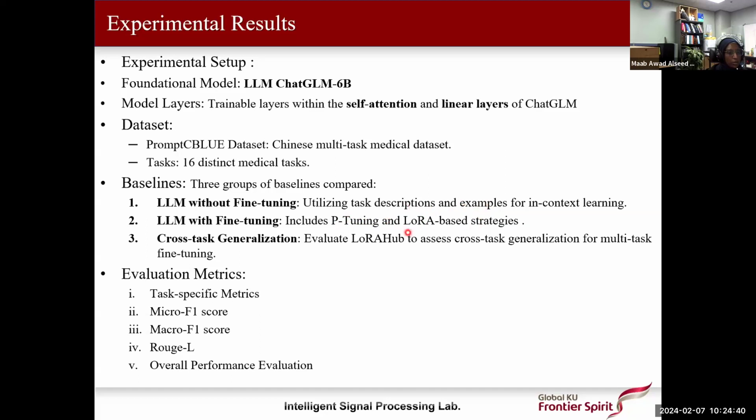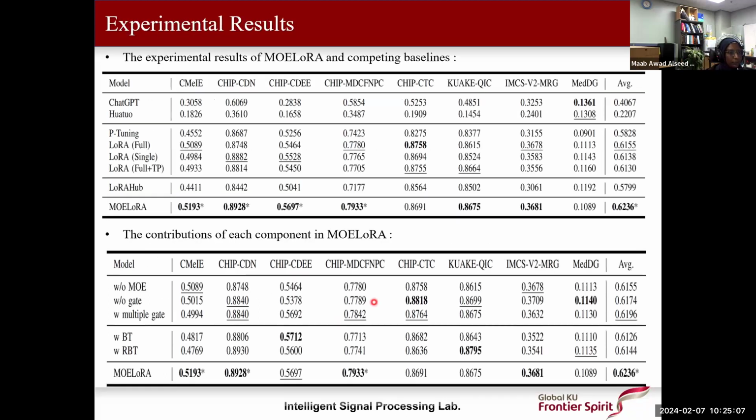We will also see that they compare it to the pure LoRa method, evaluated over cross-task generalization for different tasks. They evaluated on LoRaHub, which is a recently published method. These are the evaluation metrics.